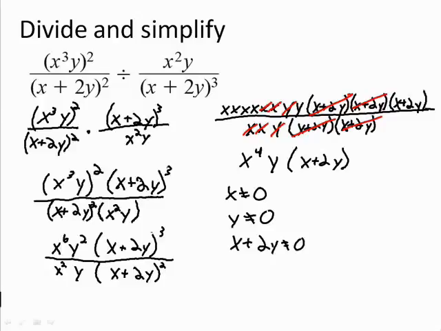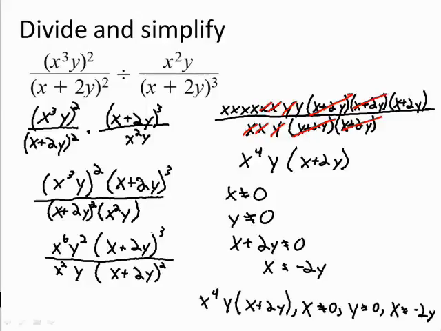Subtract 2y from each side. X cannot equal negative 2y. The simplified expression is x to the fourth power times y times the quantity x plus 2y, where x is not equal to 0, y is not equal to 0, and x is not equal to negative 2y.